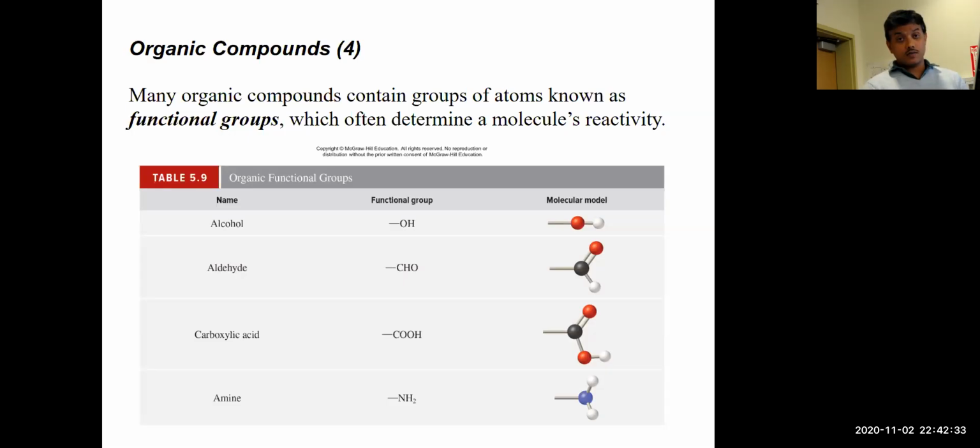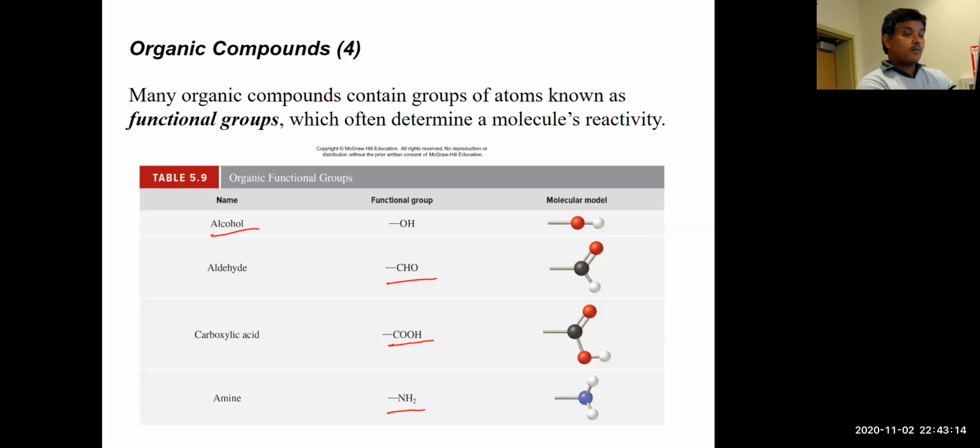These are called functional groups. Organic chemistry is categorized in branches. Alkane is one branch, and there are many other branches. One of those branches is alcohol: along with your carbon and hydrogen, you would have at least one OH. If you do that, it's called alcohol. If you have CHO as a fixed structure, it's called aldehyde. If you have COOH as your fixed structure, it's called carboxylic acid. If you have NH2 as your fixed structure, it's called amine.